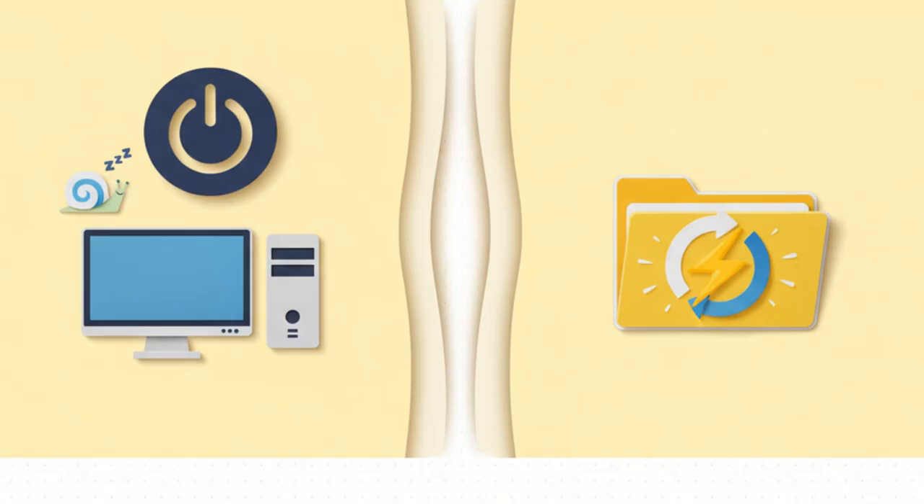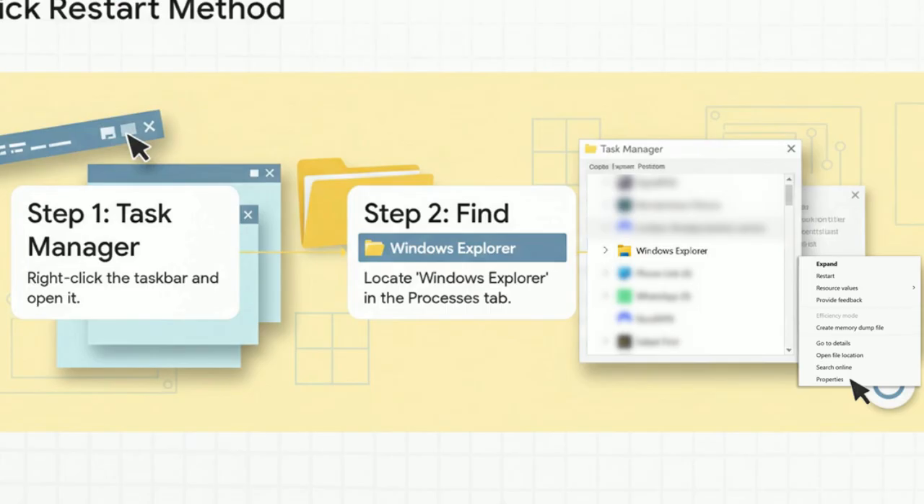You've got 2 choices here. Option 1, the easiest way, is to just restart your computer. But if you've got a bunch of stuff open and you don't want to close everything, there's a way faster method, just restarting Windows Explorer. For that super quick method, just right-click on an empty part of your taskbar and open Task Manager. In the Processes tab, scroll down a bit until you find Windows Explorer. It's the one with the little yellow folder icon. Once you find it, just right-click on it and hit Restart.